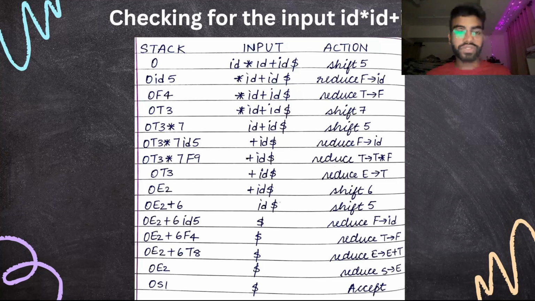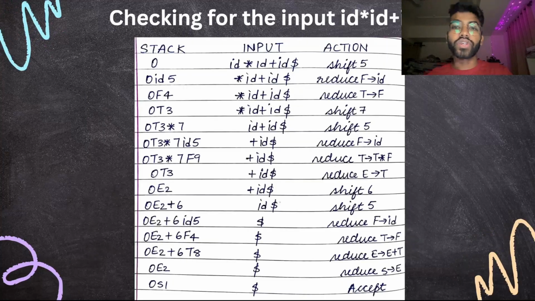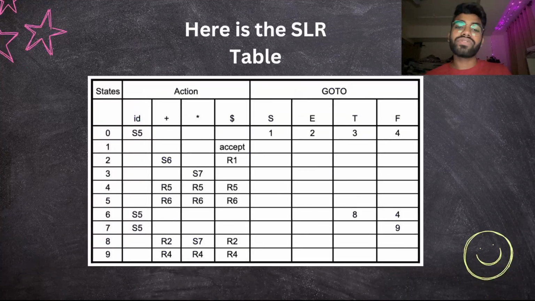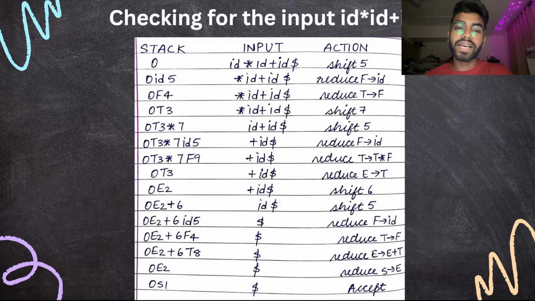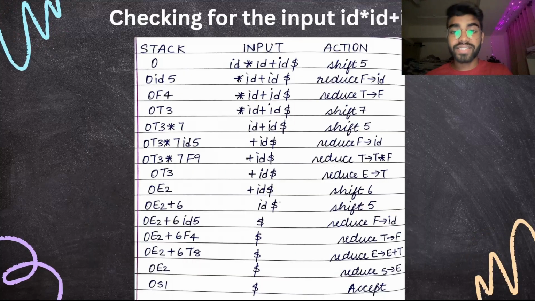And in the fourth one, we can say that along with 3 we're getting asterisk. Let's see what's there for 3 and asterisk. The table says shift 7, so we are shifting 7 into the stack. Now we have 7 and identifier, and for 7 identifier we have shift 5. So we're shifting 5 as well as identifier into the stack. Now it is 5 and plus. In the table, 5 and plus corresponds to R6, so we are reducing using the sixth production rule.